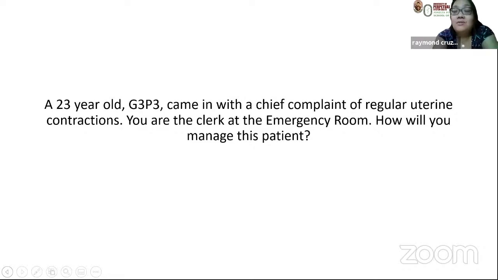Although this patient already delivered, what else is important in your internal examination? What else do you have to assess? You went straight to your internal examination. Aside from your Bishop score, what else is important? Fetal presentation. Okay, that is one. If it's already dilated, you would feel the fetal head.